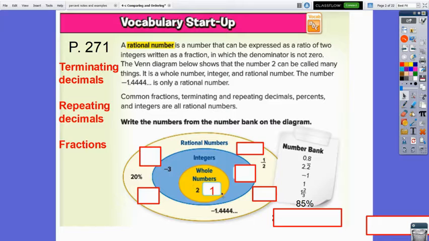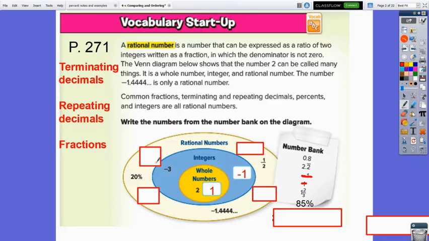So 1 and 2 are whole numbers. Integers include all whole numbers, positive numbers with no fractions or decimals, and also negative numbers that have no fraction or decimal parts. Which one in the number bank over here is an integer? Correct, -1. Hopefully you said the right thing. So -1 is an integer. So is 1, so is 2, so is -3.